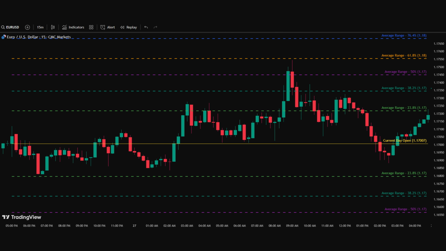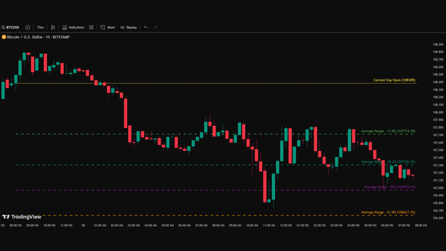This reinforces the point that the indicator's value lies in its ability to normalize price action across different asset classes, offering traders a consistent framework for identifying potential areas of support, resistance, and intraday turning points, regardless of the instrument being traded. Finally, we'll wrap up with a few examples from the cryptocurrency market.